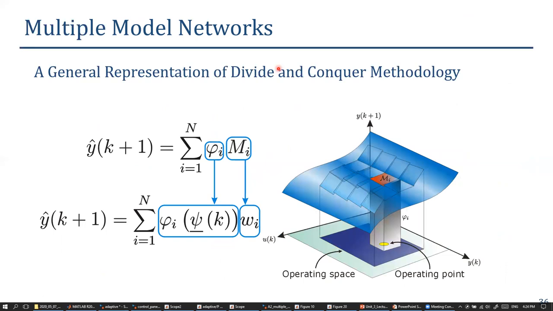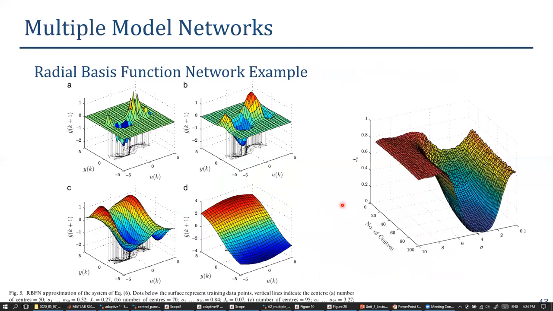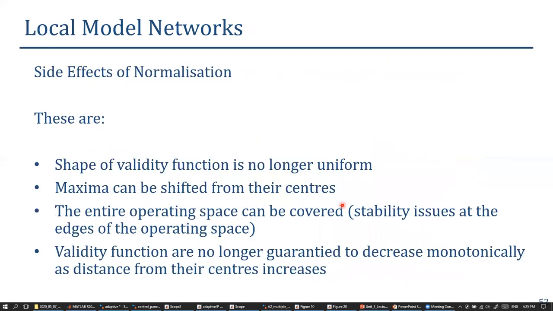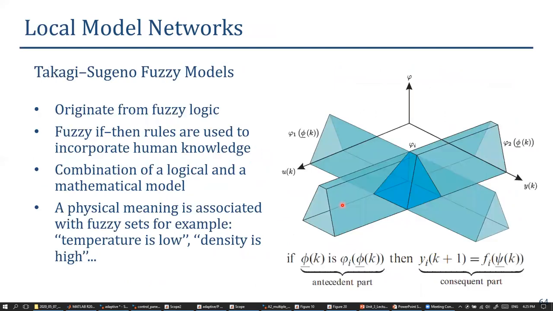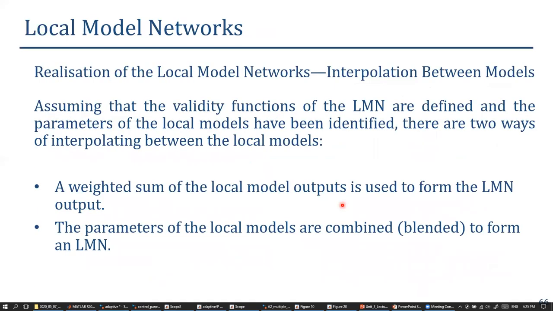Okay, so this is now our general representation of the local model network, right? Let's assume that we have selected the validity functions. Let's assume that we have selected the local models separately, one by one. And now we need to put them together into one model, right? So that means joining the local models together. By doing so, we have again two options, right? What we can do is interpolate between the local models in two ways, right?